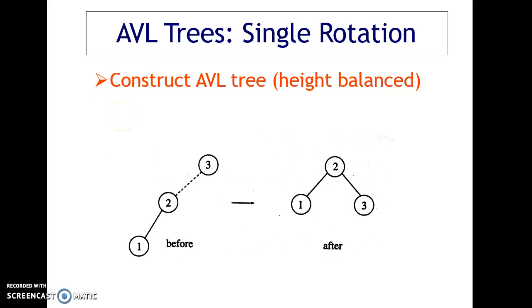We have to check which case it is. Here it is an insertion into the left subtree of the left child, so we have to perform a single rotation. We have to rotate this node to the right. So this is the output. After rotating, 2 will become the root, the right child of 2 will be 3, and the left child of 2 will be 1.